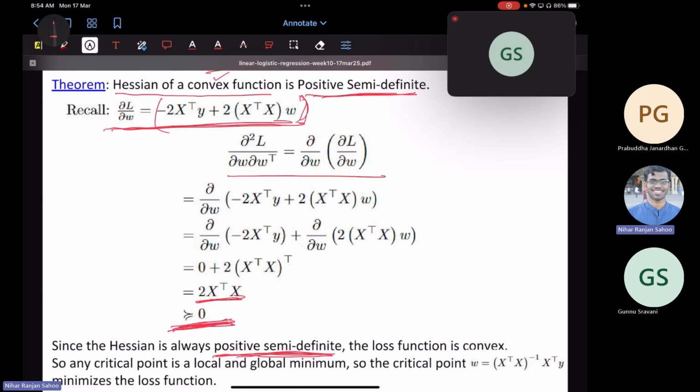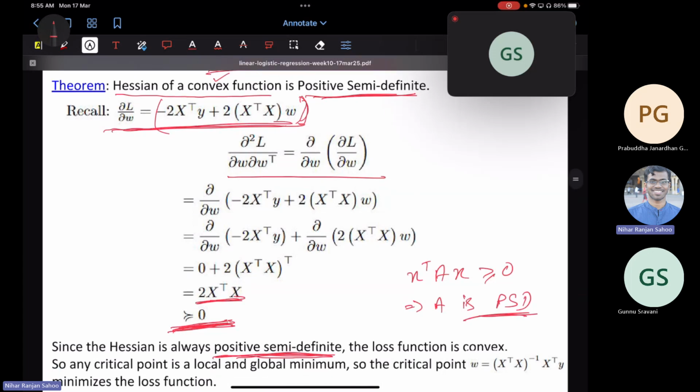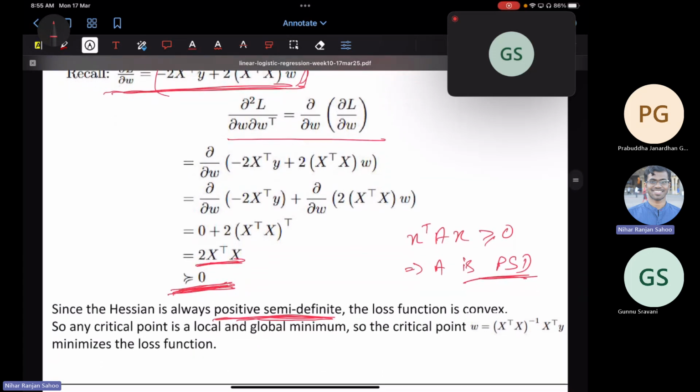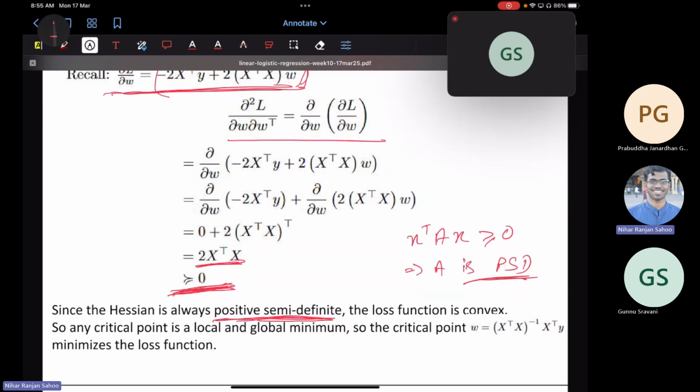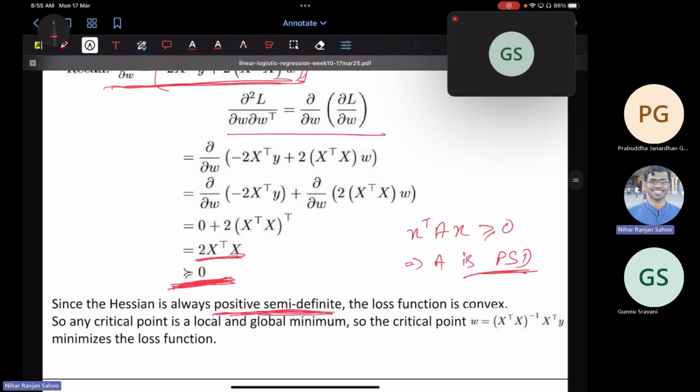You have to go to the concept of positive semi-definite for a symmetric matrix. If A is a symmetric matrix and x transpose A x is greater than or equal to 0, then A is positive semi-definite. These things you must have studied as part of linear algebra, so I'm not discussing them. So if the Hessian is greater than or equal to 0, then it will be positive semi-definite.